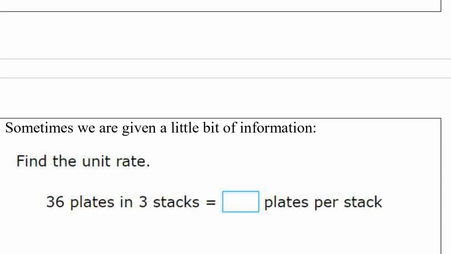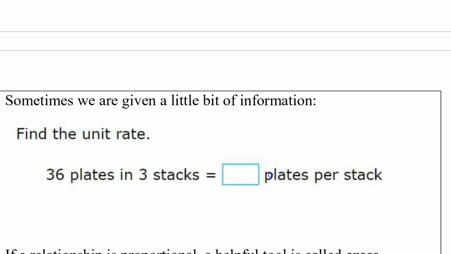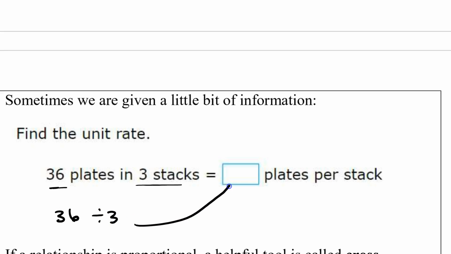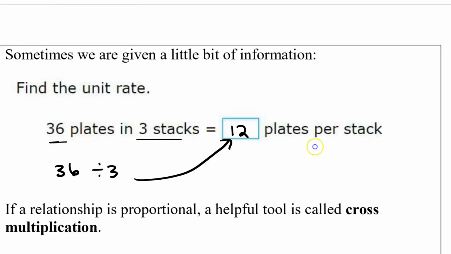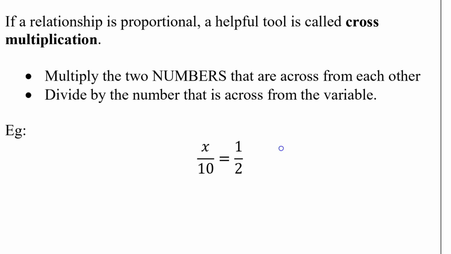Now, just to totally switch it up, sometimes we're just given a little bit of information. So find the unit rate. So if there are 36 plates in 3 stacks, how many plates per stack? 36 divided by 3. That is the answer right here. 36 divided by 3 is simply 12. Done. Okay, that's going to be like your grade 9 C3. You're going to love it.